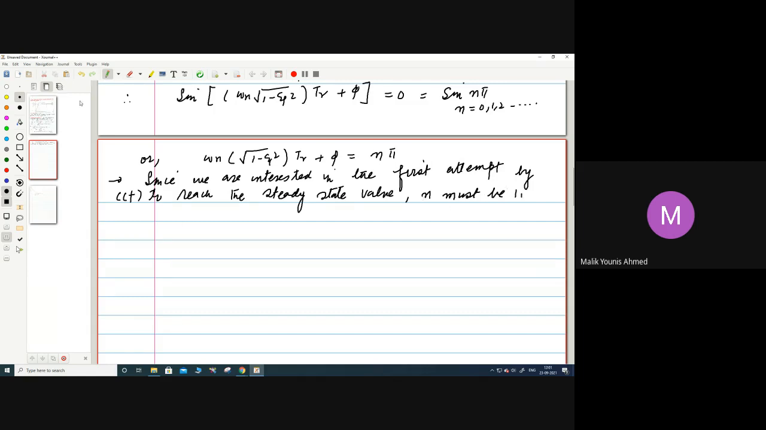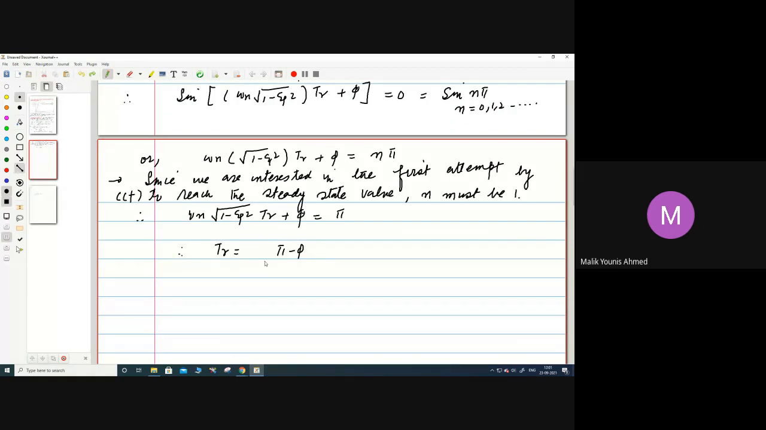So we need to get the value of n equal to 1. Therefore, what we can do here, we can substitute it: omega n under root of 1 minus xi square tr plus phi will be equal to pi. Okay, so that will be equal to pi. Therefore, we can obtain the tr.